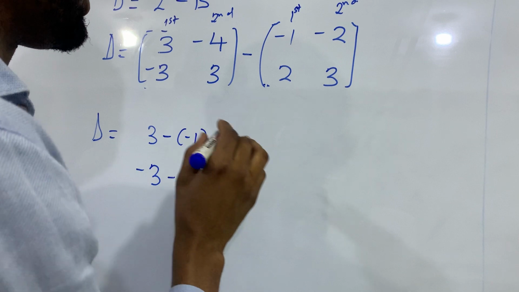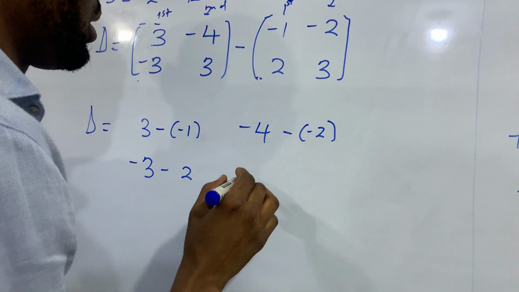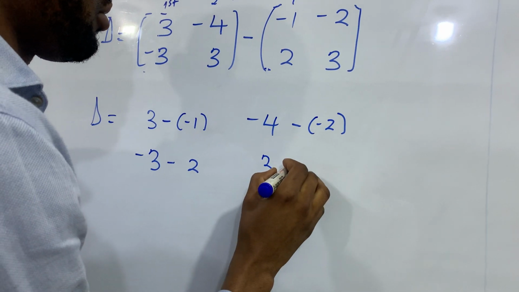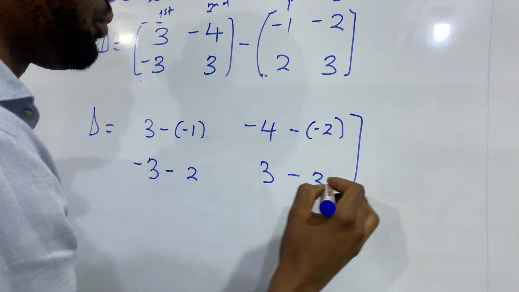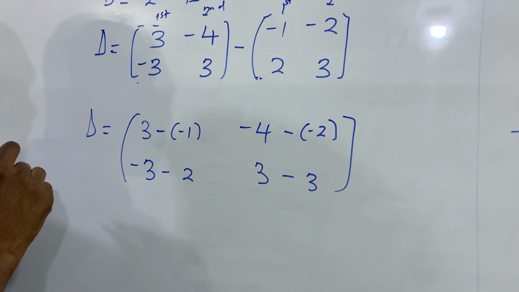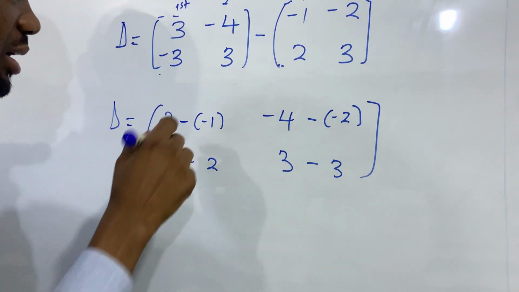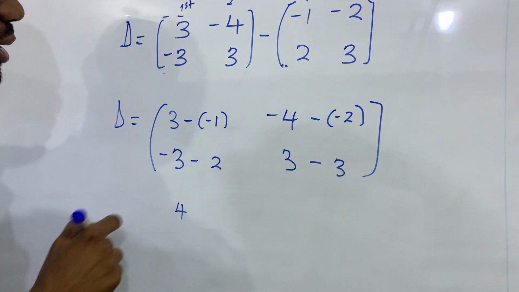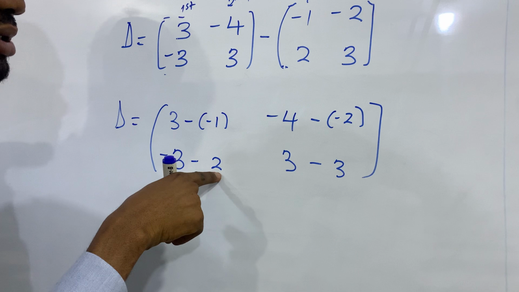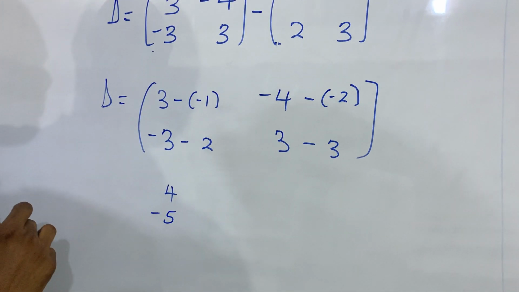So now let's get here. So we have minus 4 minus 2. Then 3 minus 3. So minus will give us positive. Then that means 3 is now adding to what? 1. Then you get 4. Then minus 3 minus 2 gives us minus 5.